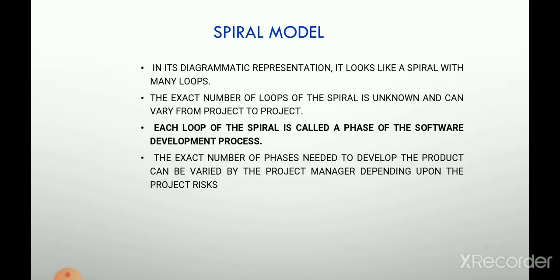So the spiral model diagram looks like a coil with many loops, and the loops vary from project to project. Each single loop is called a phase of the software development process, and the number of loops depends on the project, which is decided by the project manager depending upon the project risk.